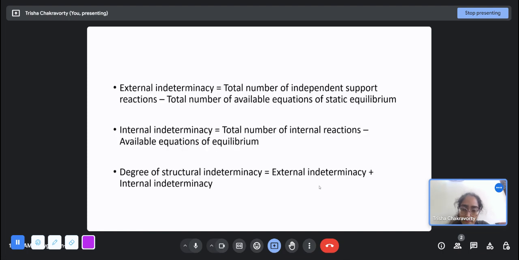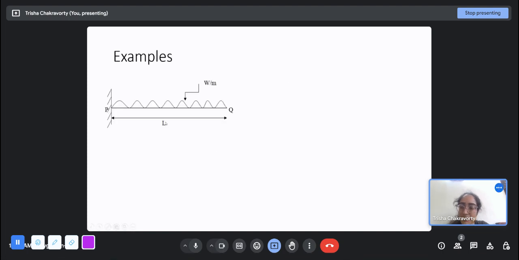For example, this one, in the 2D plane, there are three equations of equilibrium: sigma Fx equal to 0, sigma Fy equal to 0, and sigma M equal to 0. And this is a cantilever with a fixed support. So the fixed support also gives us three reactions. So the degree of indeterminacy is 0. So this is a determinate structure, a stable structure.